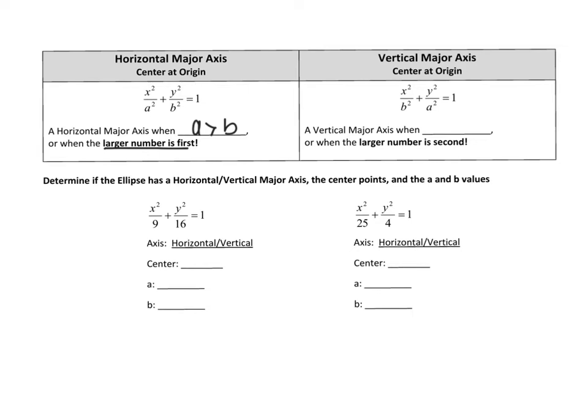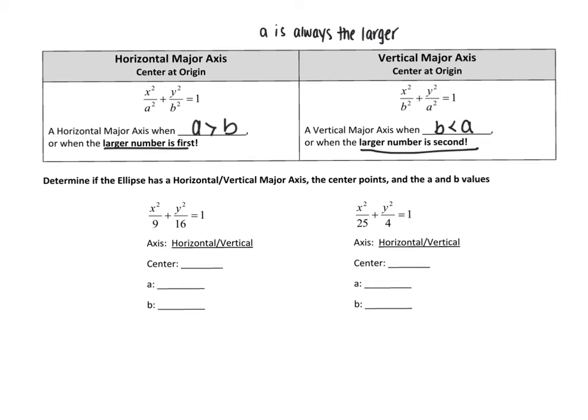We have a vertical major axis and a center at the origin when we have x squared over b squared plus y squared over a squared equals 1. So in this case, we will have this when b is less than a, or in other words, when the larger number comes second. So a is always the larger number. We could write that down: a, or a squared, the denominator, is always the larger number.